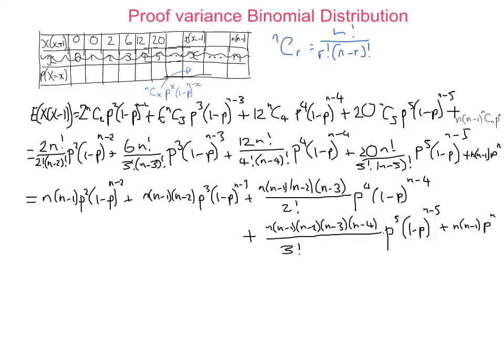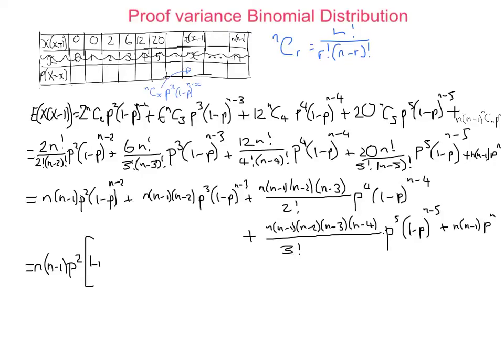Right, now what should we do? Let's pull something out. Let's pull out n and n minus 1 and a p. In fact, let's pull out p squared. Because you can see that here, n minus 1, p squared, n minus 1, at least p squared. Everything's got an n minus 1 and at least a p squared. So we can pull them out.